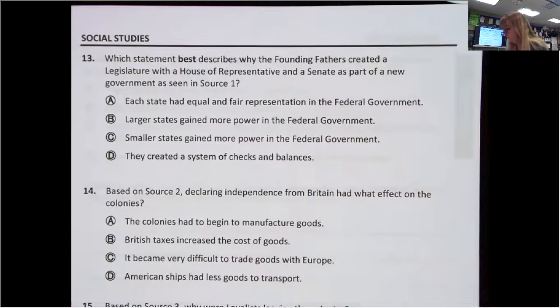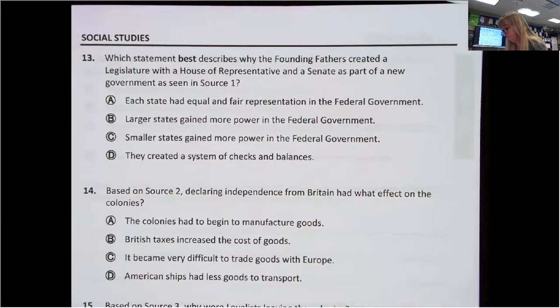Okay. I know we're going fast, but I have no choice. The school's about to shut down in 30 minutes.